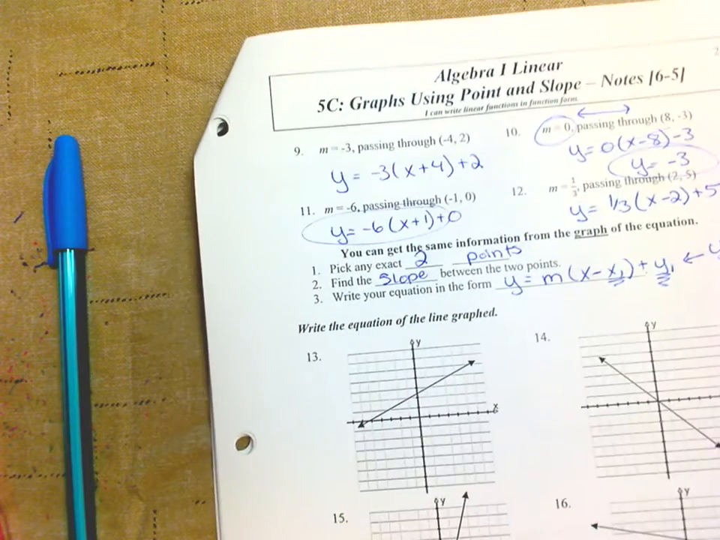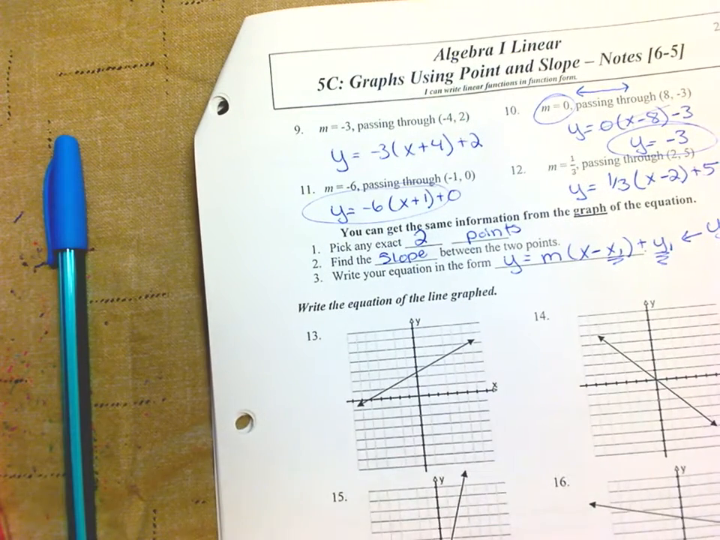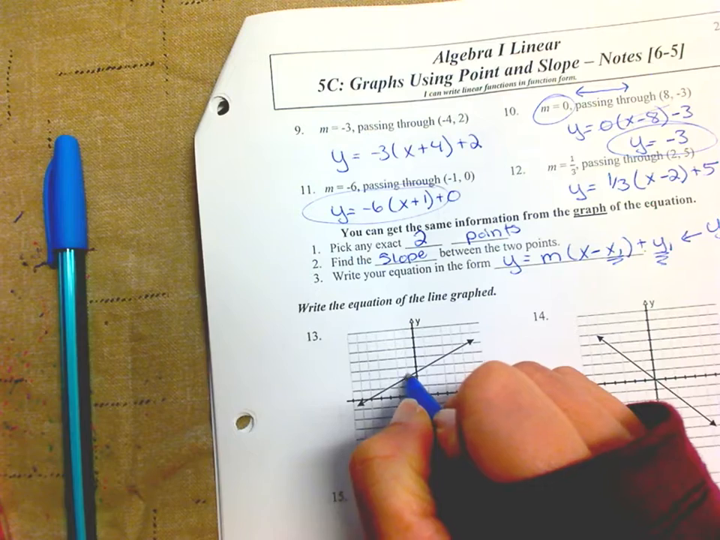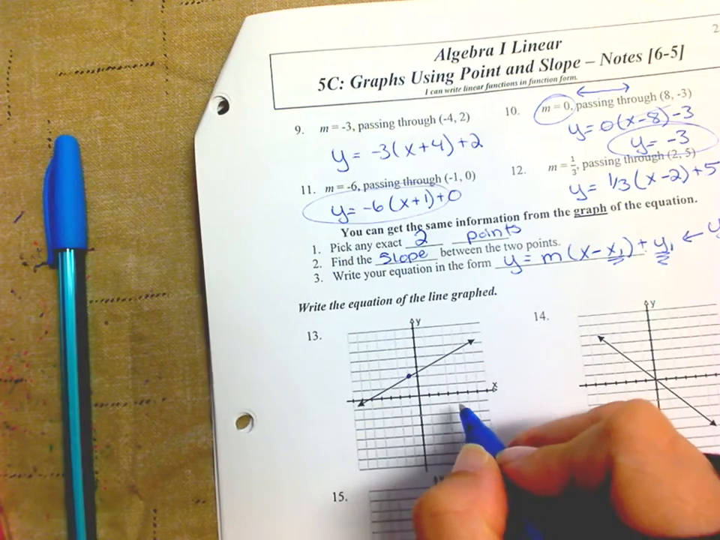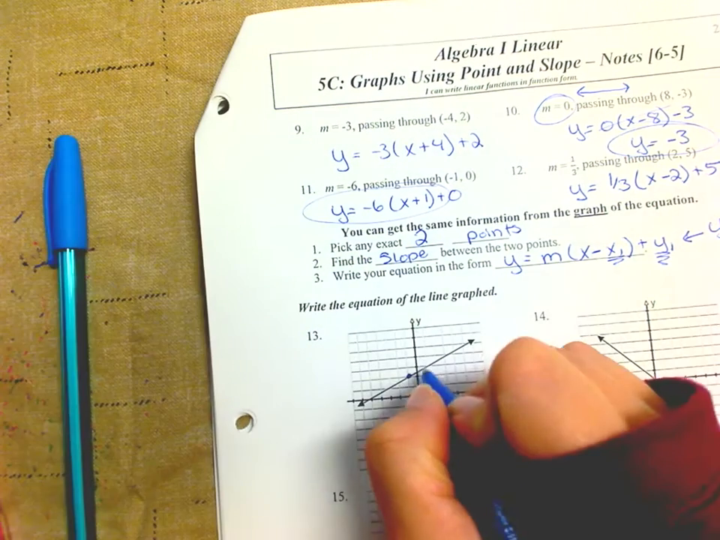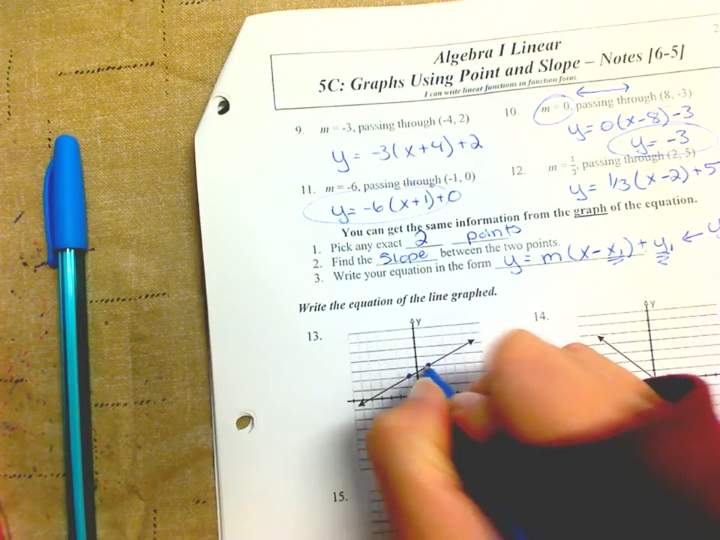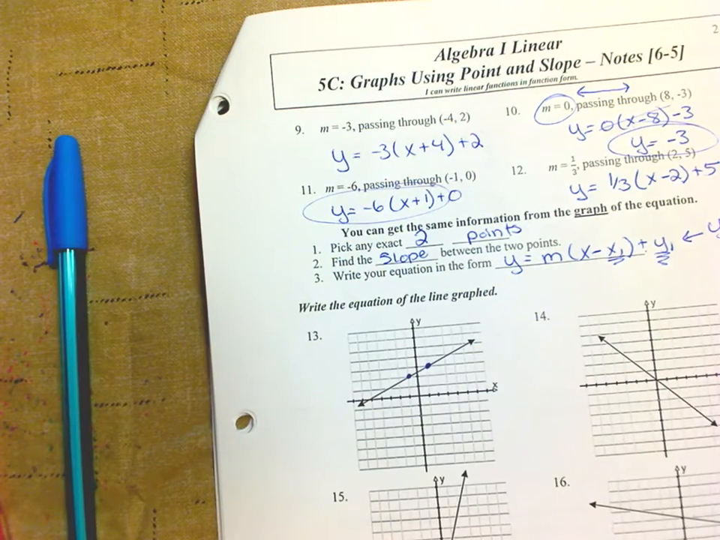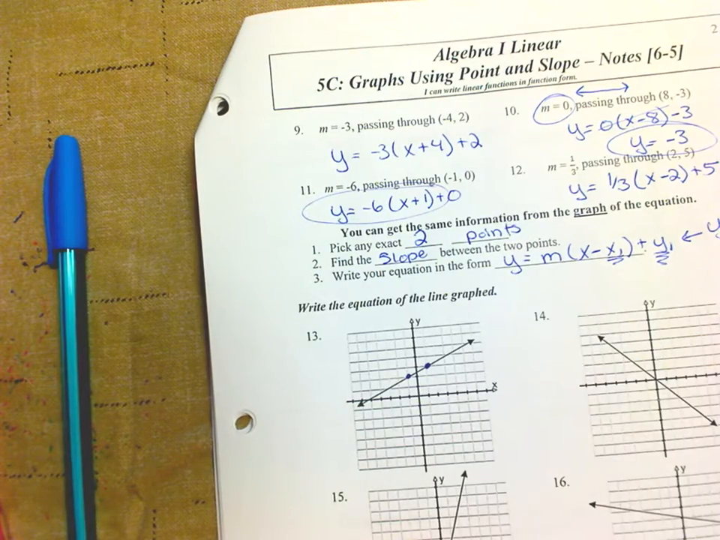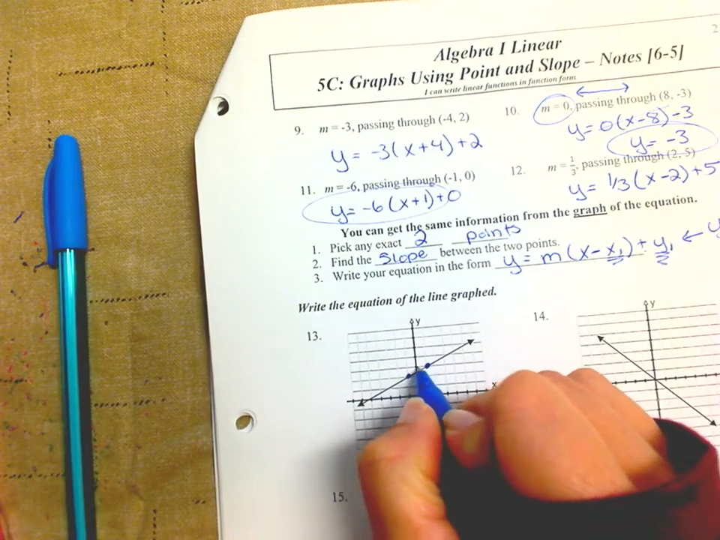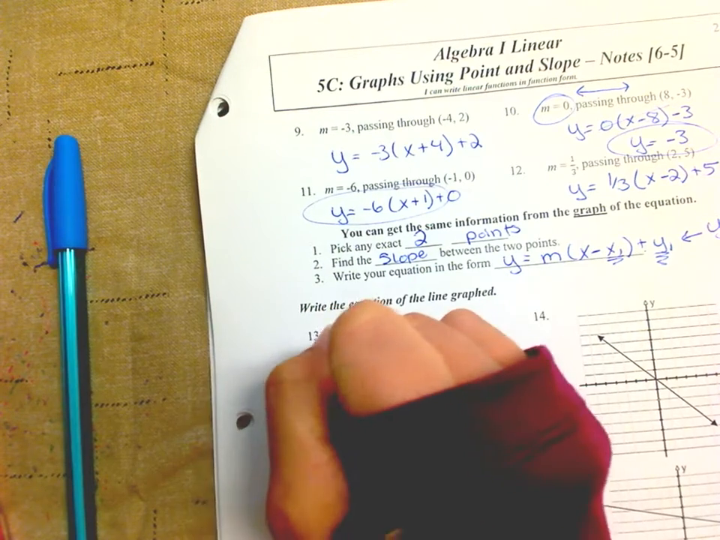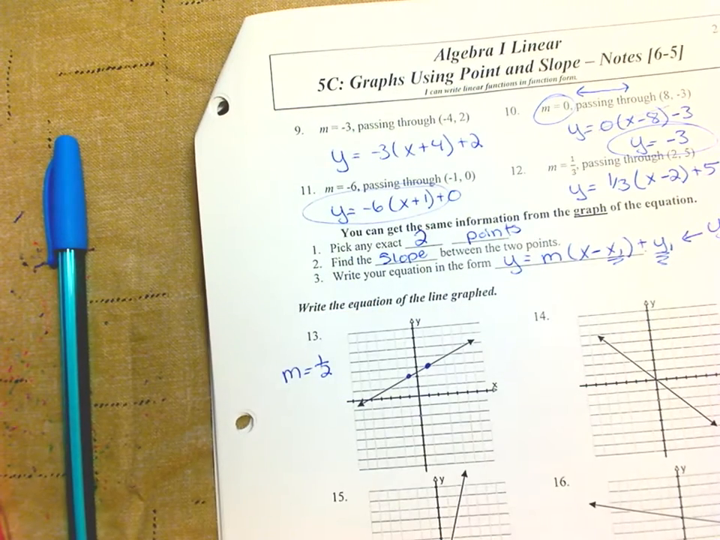All right, on number 13, our exact points, I'm going to use this one right here, and this one here. So for those 2 points, I mark them. That's step 1. Step 2, find the slope between them. You've got to go up 1 over 2. So therefore my slope is positive 1/2.